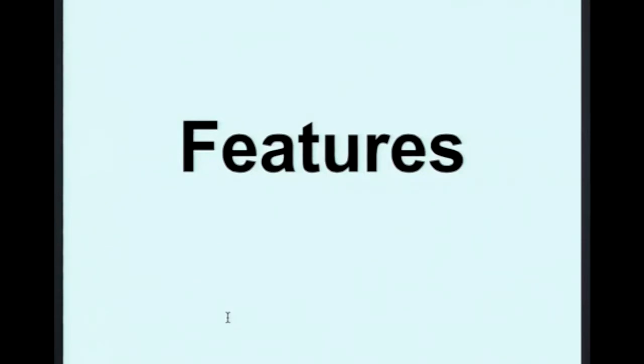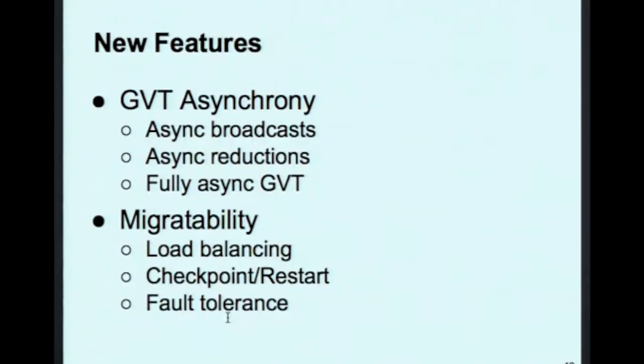So moving on to the new features that we've already added. The following list of features have all been fully implemented and are currently being tuned and optimized. But the new features I'm going to talk about mainly fall into two camps. There's the asynchrony in Charm++ that we use to enhance the GVT computation, and then there's the migratability and the benefits we get from that.